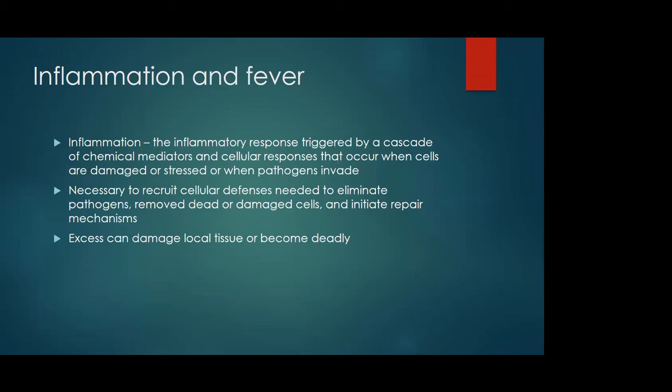Lots of things can trigger inflammation. Pathogens can trigger inflammation. Cellular stress can trigger inflammation. Damage to cells can cause inflammation, lots of things, right? Inflammation can be good because it helps recruit your white blood cells to areas where they're needed. And those white blood cells can eliminate pathogens, they can remove dead or damaged cells, or they can start repairing damaged tissue. Remember, some of your white blood cells actually function in wound repair. However, excess damage to local tissue can happen, and it can become deadly for too much inflammation.